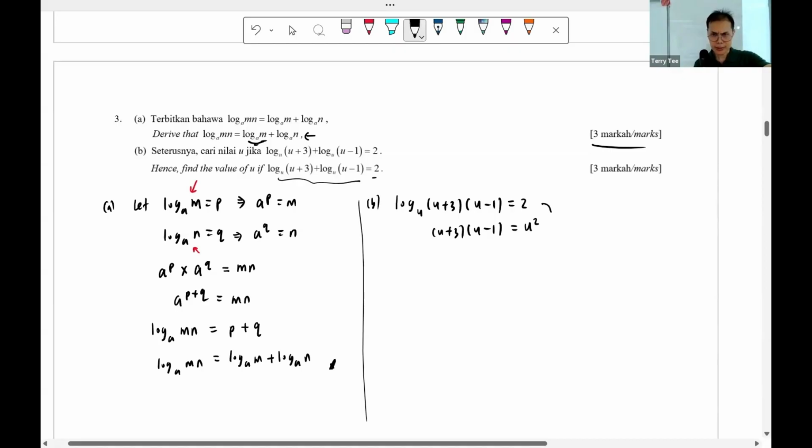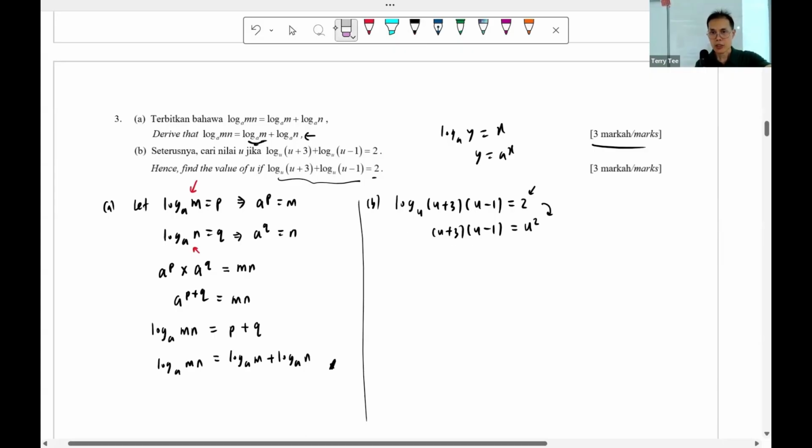Now, how do I go from here to here, guys? I'm changing from logarithm form to index form. Same thing, like log a y equals x, y is a power x. Your y is this entire thing. Your a is the base, which is u. The power is now 2.